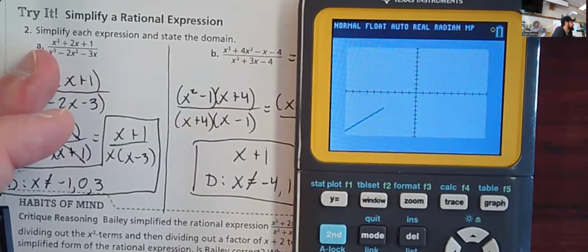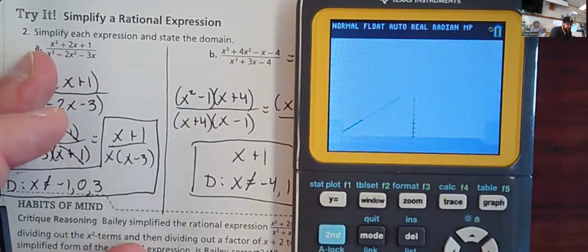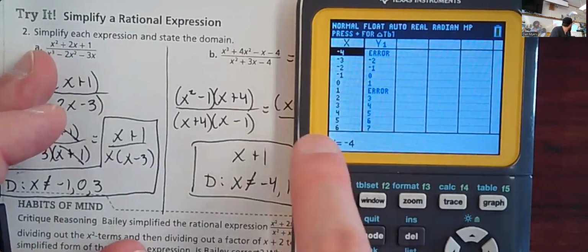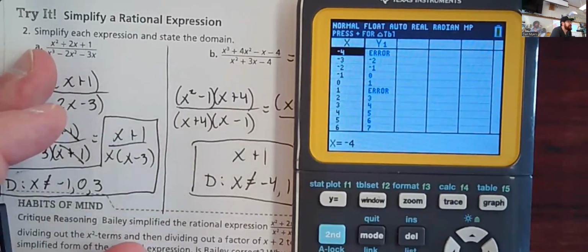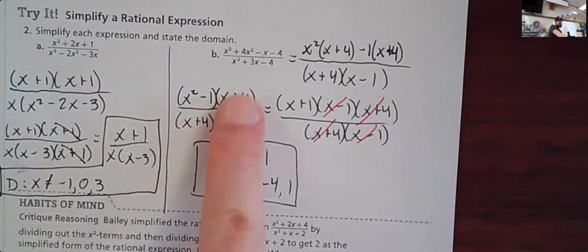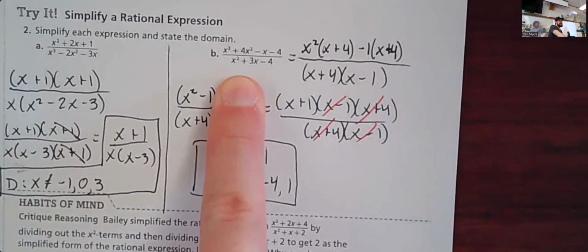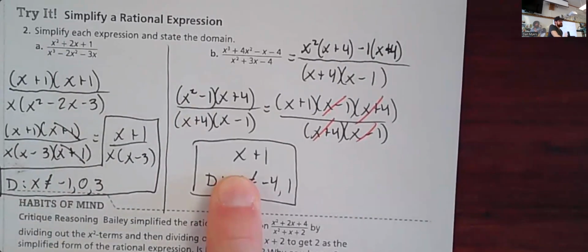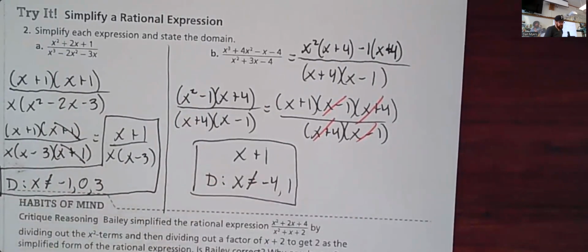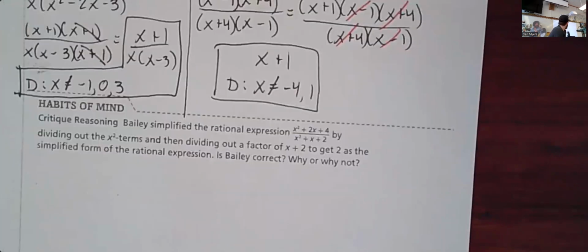And there it is. Here comes our line. The exact same line, it just has a hole at -4 and +1. If we go to the table of values, we can verify that. Look at that, -4 error, +1 error. There they are. So it's a little bit weird that this is a line, but that's what it ends up simplifying to, and that's what it would be. Okay, let's keep going here.